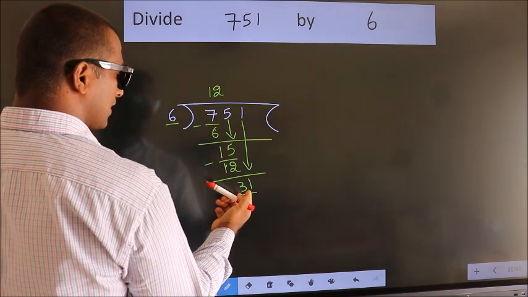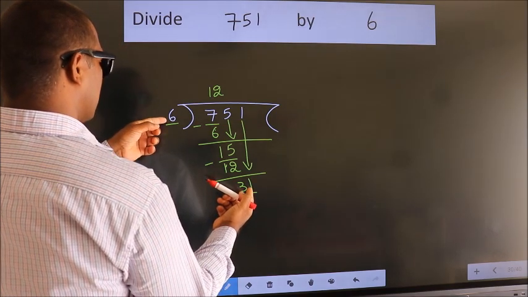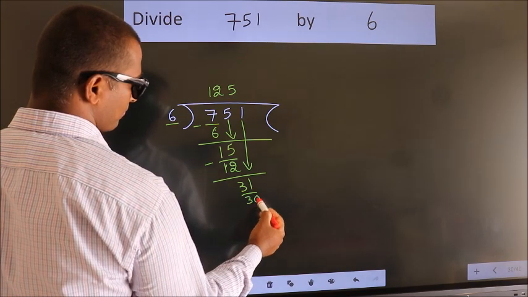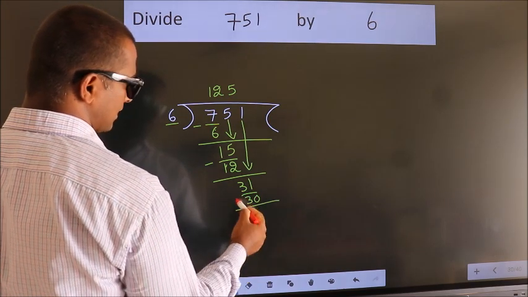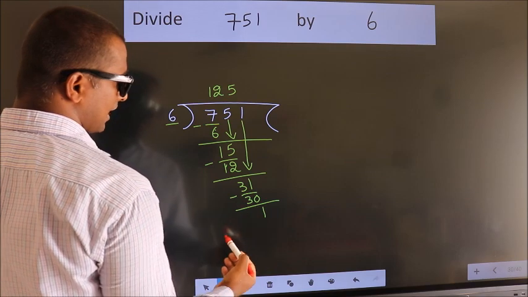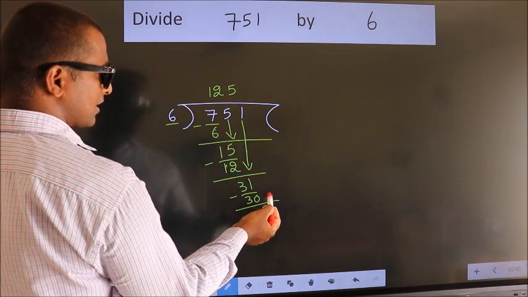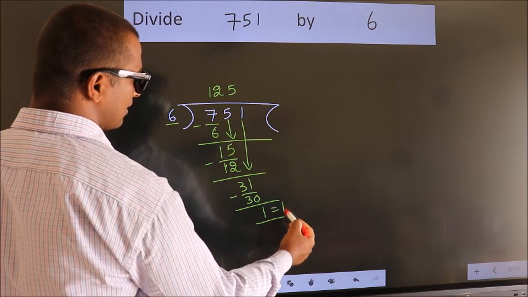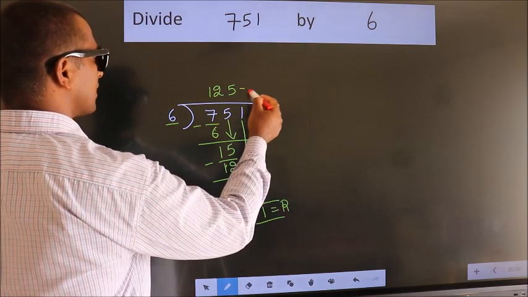A number close to 31 in 6 table is 6 fives, 30. Now, we subtract. We get 1. No more numbers to bring it down. So, we stop here. This is our remainder. This is our quotient.